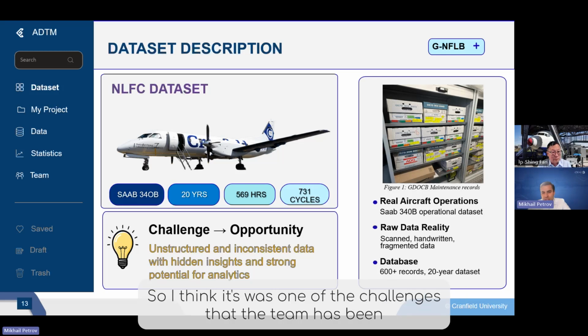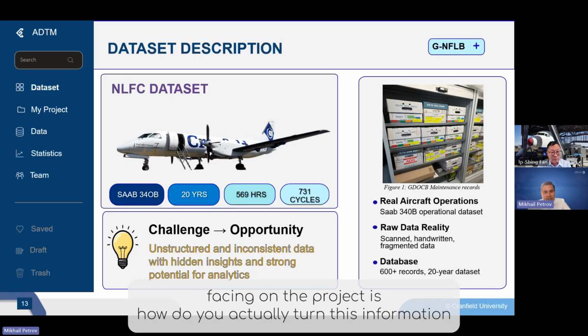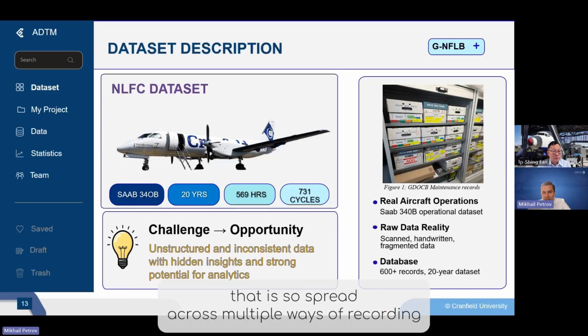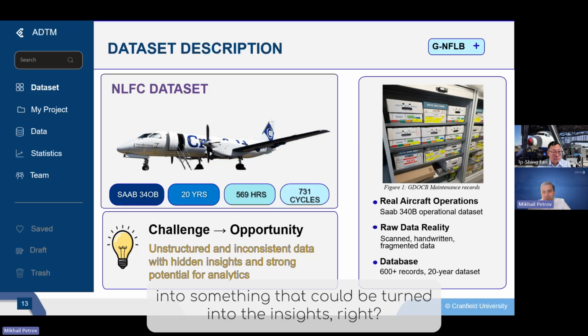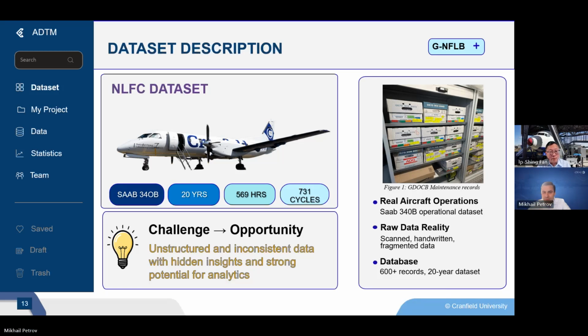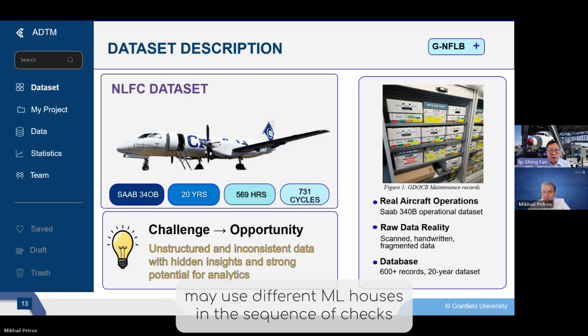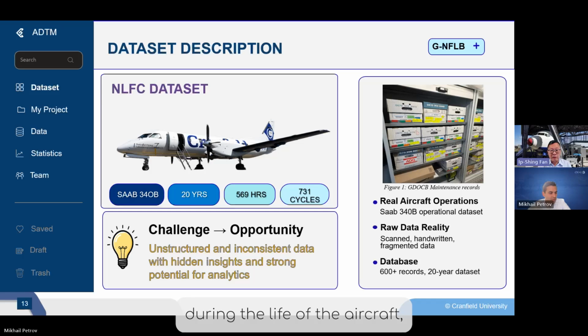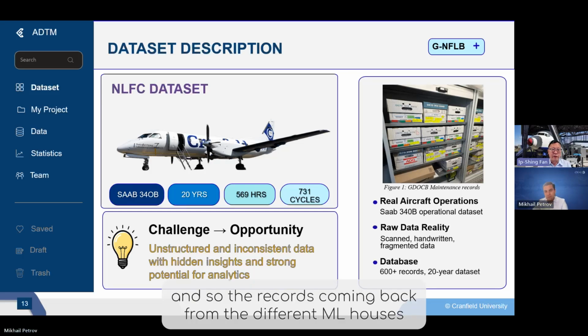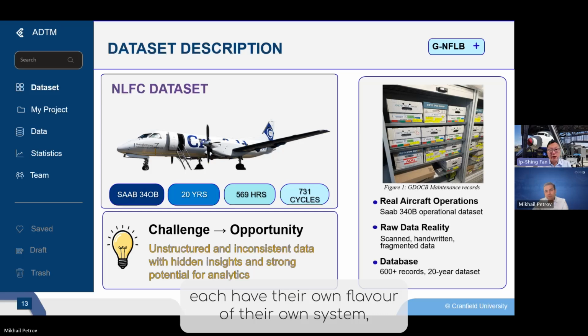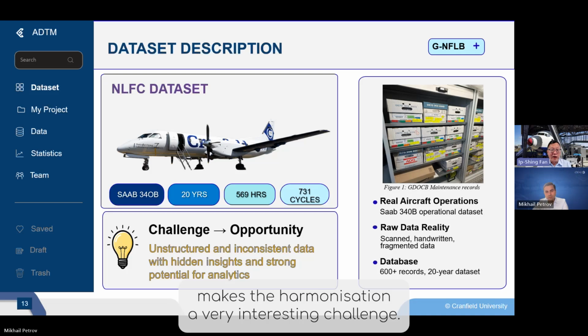I think one of the challenges that the team has been facing on the project is how you actually turn this information, which is so spread across multiple ways of recording, into something that could be turned into insights. Indeed, multiple systems also reflects the fact that a lot of operators may use different MRO houses in the sequence of checks during the life of the aircraft. The records coming back from the different MRO houses each have their own flavor of system, which makes the harmonization a very interesting challenge.